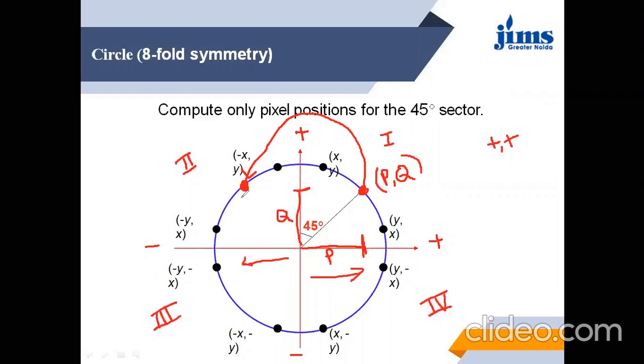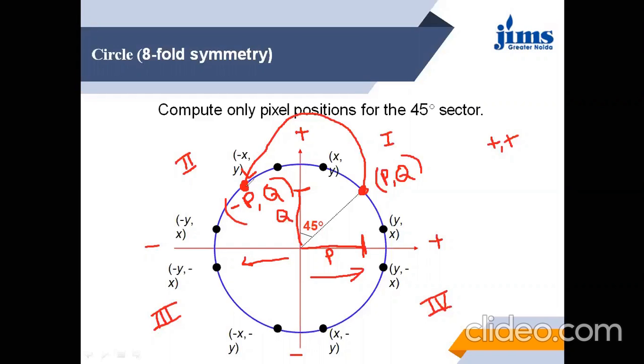So when I try to find out the coordinate of this, it will be minus p and q, minus p and q. So if I know the coordinate in the first quadrant, then I can find out the coordinate in the second quadrant also.